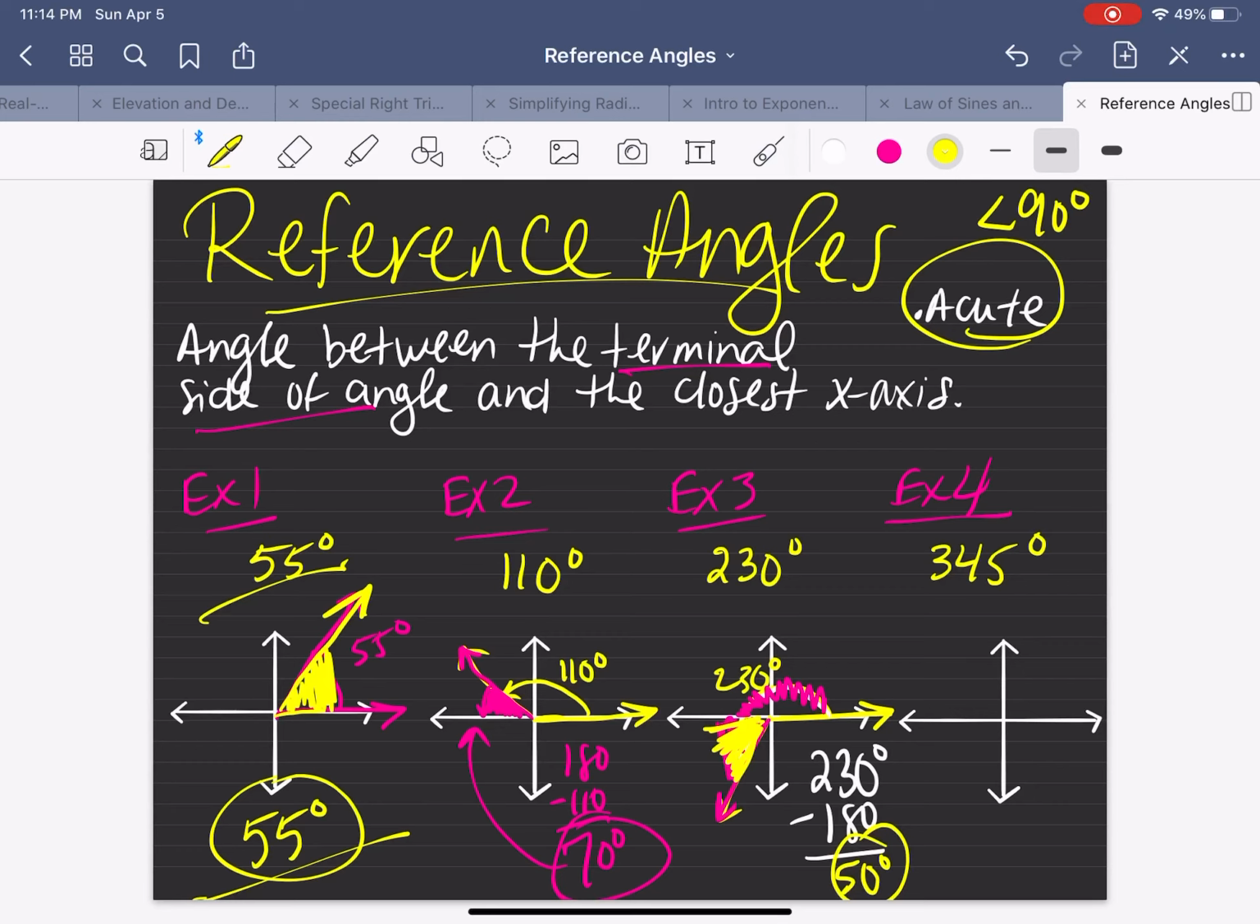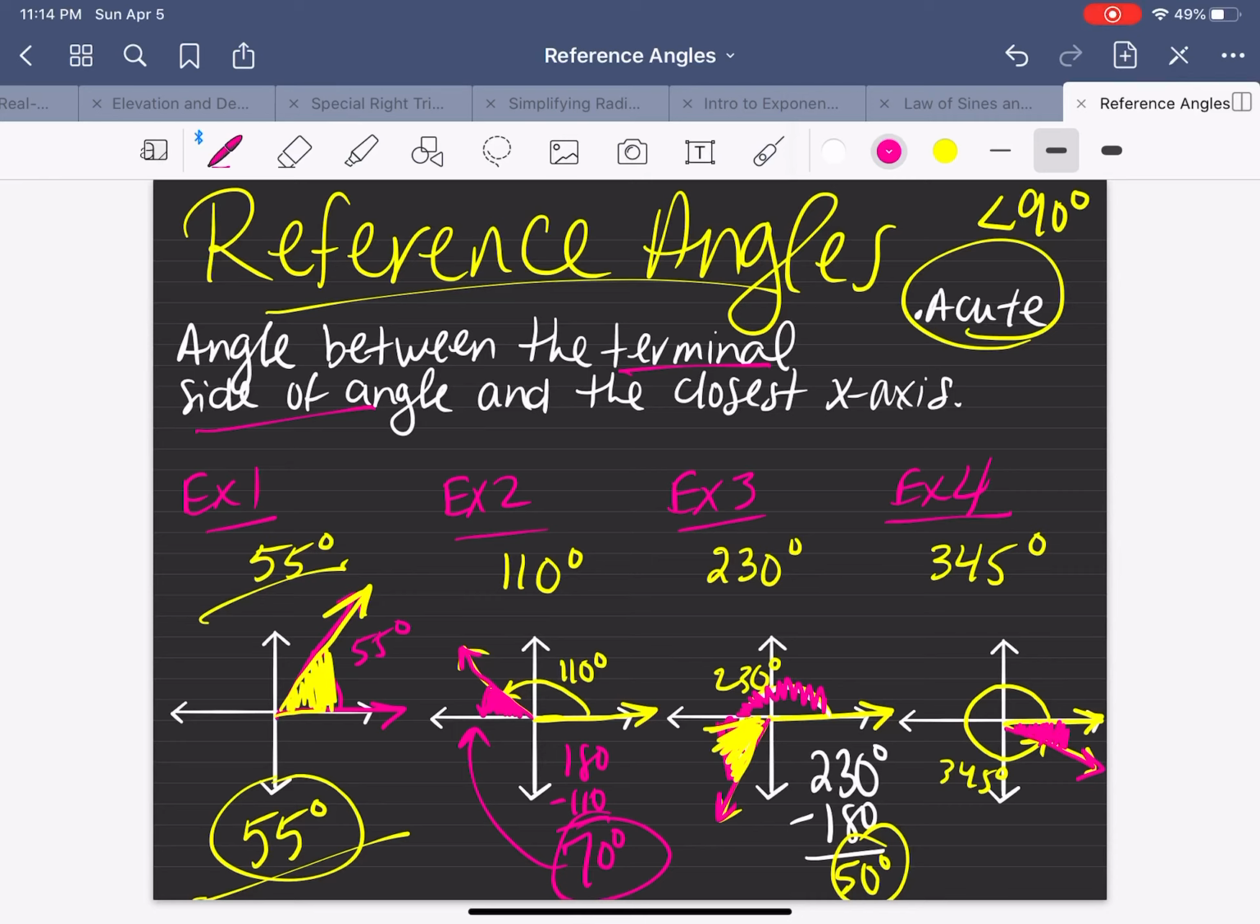For example 4, we're trying to find the reference angle for 345 degrees. So start graphing the angle on the initial side. We're moving counterclockwise. 90, 180, 270. So 345 is right here. Let's graph our reference angle. Remember, it's from the terminal side to the closest x-axis, which is the positive x-axis in this problem. So this angle right here.